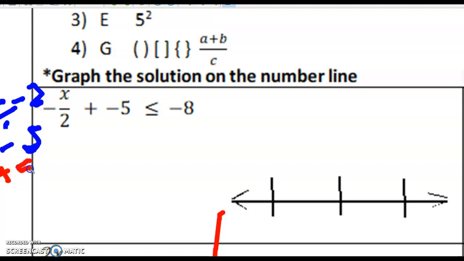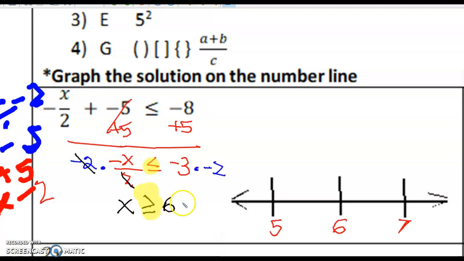So go ahead and pause here, see if you can solve the inequality and graph it, and then check your answer with me when you're done. Okay, so we started off with a tricky one. How'd you do? We added 5 first, and then we multiplied both sides by a -2, and when you multiply by a -2, don't forget to flip your sign in the middle. So x is greater than or equal to 6.